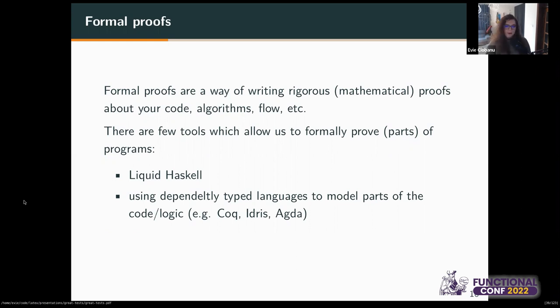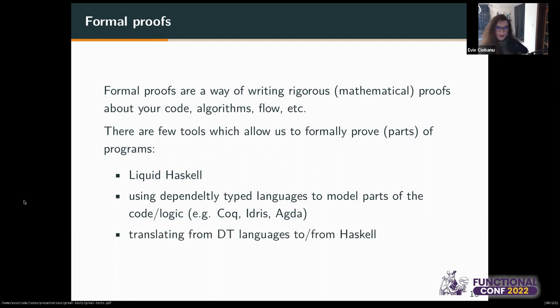Other ways that I've seen more often used when talking about formal verification in the world of FP and Haskell is using dependent type languages to model part of the code or even to do translations, but that's a bit more complicated. And usually the languages used by people who are close to Haskell are Coq, Idris, Agda, and more recently Lean, to prove various parts of the model. It also makes it easier because languages like these, especially Idris and Agda, are closer in syntax to Haskell. So it's slightly easier to then follow the model and write that same code in Haskell.